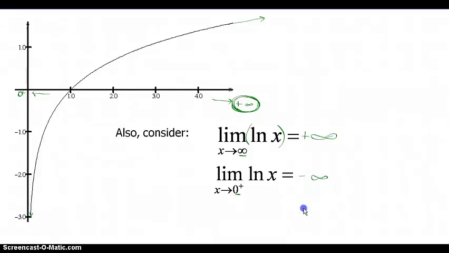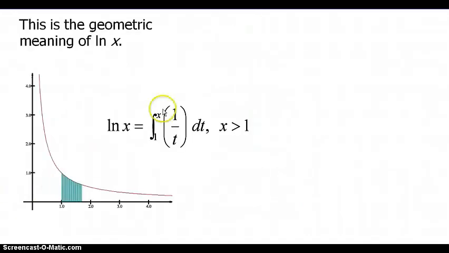negative infinity. Now, all of those calculus attributes that we just covered: first derivative positive, second derivative negative, outputs for large inputs going to infinity, outputs for inputs near but to the right of 0 going to negative infinity. Those things you need to be able to call up immediately concerning the natural log function.